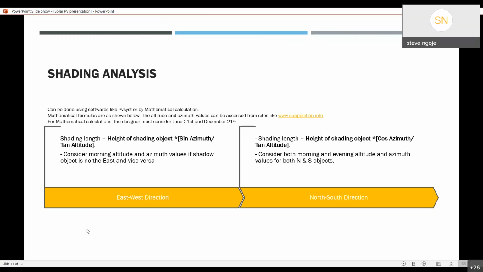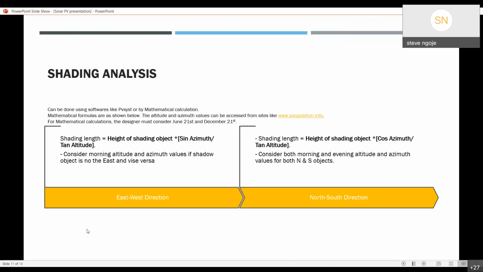Mathematical calculation can just help you with offsetting your modules away from the effect of that shading object within a given time. For example, you can say, I need the shade to have left my modules by exactly 8 in the morning and at 5 in the evening. There are two types depending on the direction, east or west, depending on where the object is. The formula is the height of the shading object times the sine of the azimuth angle over the tan of the altitude.